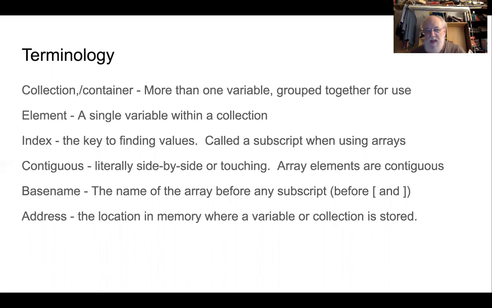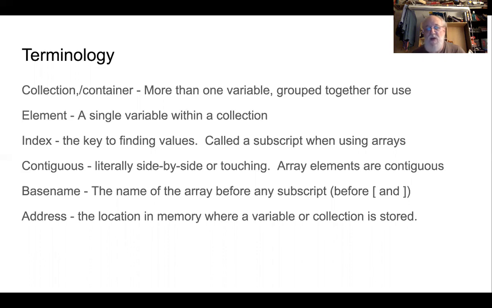Collection or container. I think Java likes both of those terms. So when you take a Java class, you'll talk about collection classes or containers. That just refers to anytime you have more than one variable grouped together for use. So arrays are containers, so are array lists in Java, so are lists in Python, so are maps in C++, and on and on. One variable with a base name grouped together with lots of different members or elements.